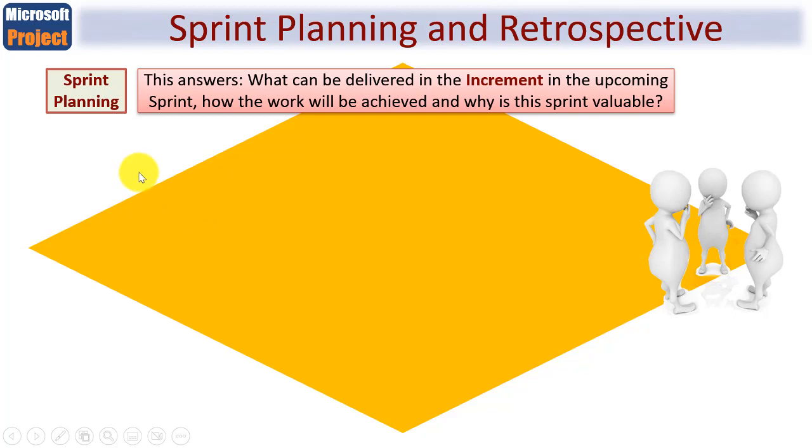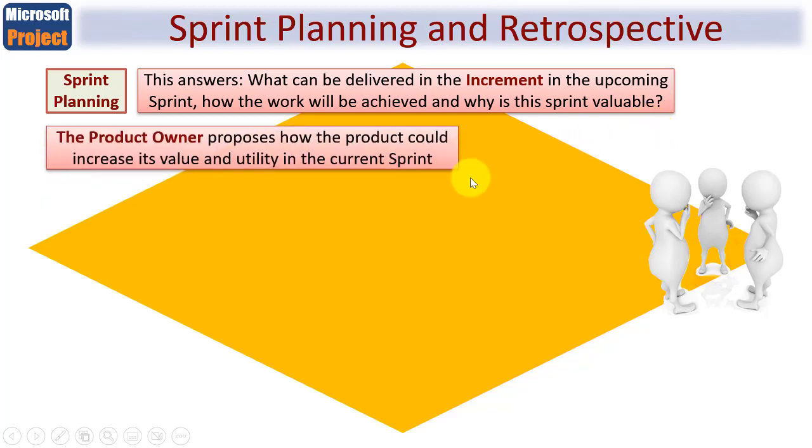Now this answers what can be delivered in the increment in the upcoming sprint. Remember, sprint planning happens before sprint execution, and how the work will be achieved. And a new approach here is, why is this sprint valuable? You'll find in the update of the Scrum Guide, answering the question why is a new addition, because it gives the focus on not simply just saying what are we going to do and what work we're going to carry out, but why, how this sprint contributes to the product goal.